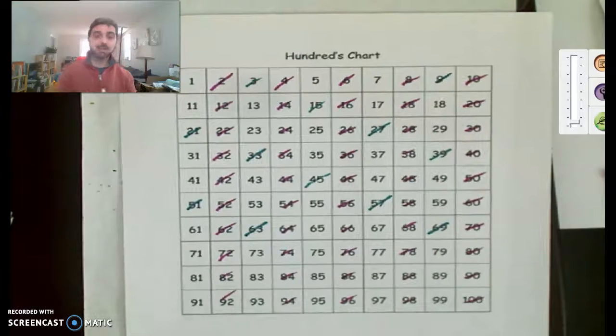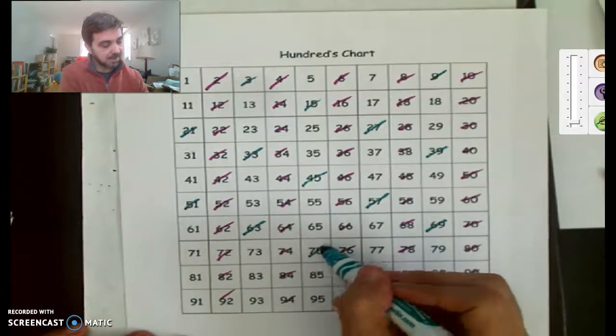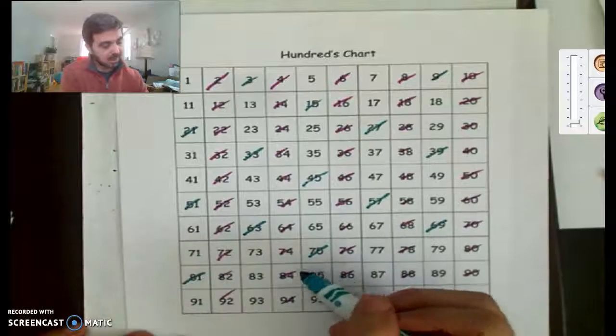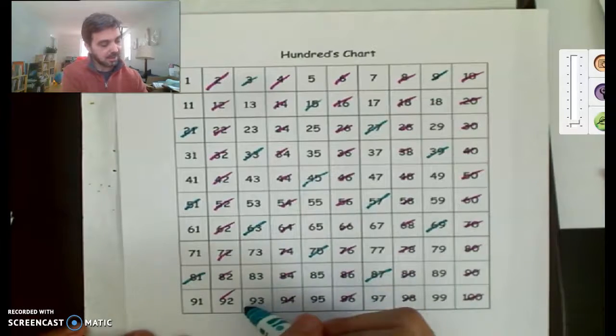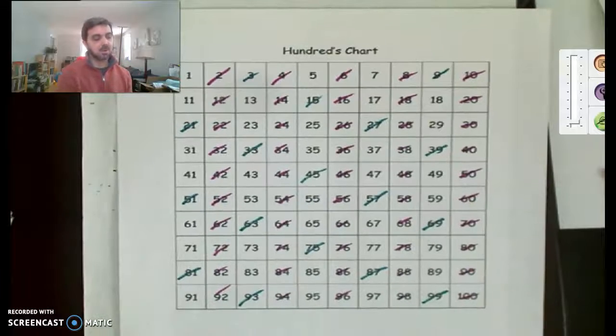If I'm going too fast, just pause the video and take your time and just cross off all the multiples of 3. Some of them are already crossed off. Every other one's already crossed off because we did the 2s. 72, yep, 75, 78, 81, 84 is done, 87, 90, 93, 96, 99. Okay, so we're getting there, right?